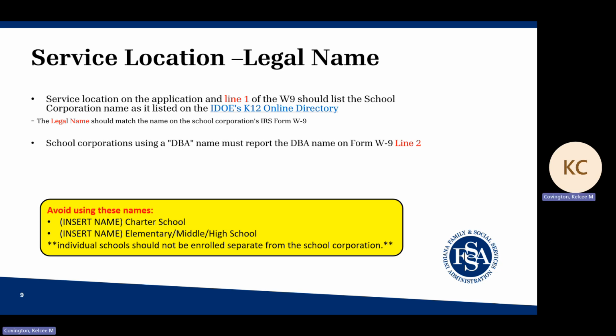While submitting addresses on the enrollment application, the address that you list under service location should match line 1 of the W-9. This line should list the legal name of the school corporation. This name can be found on the IDOE's K-12 online directory. Line 2 of the W-9 should list the DBA of the school corporation if applicable. Please avoid enrolling using individual school names within the school corporation. Individual schools should not be enrolled separate from the school corporation.